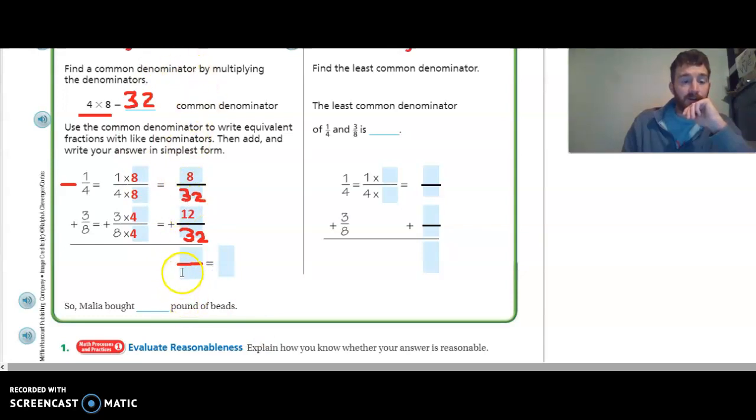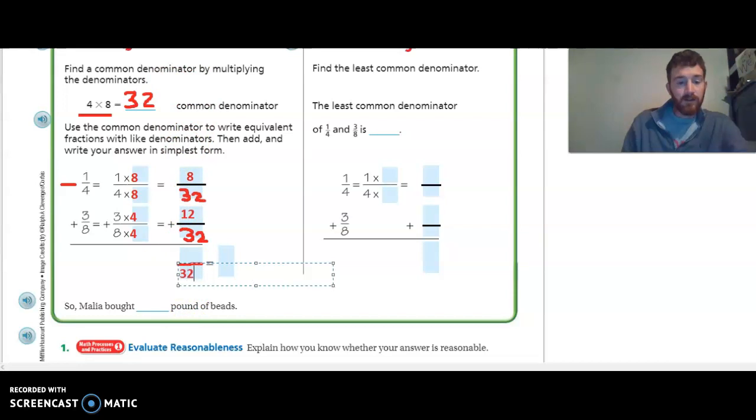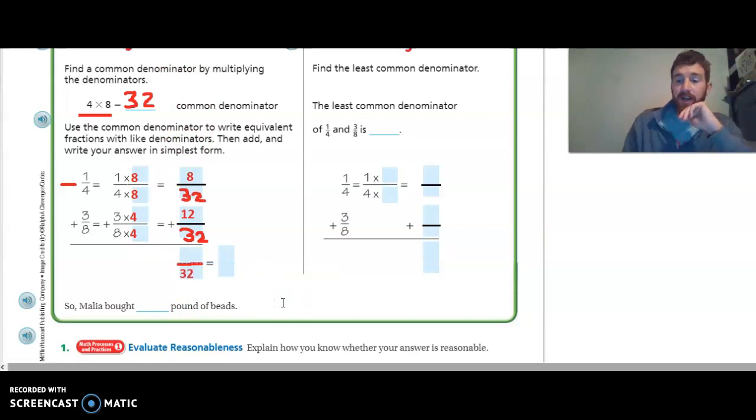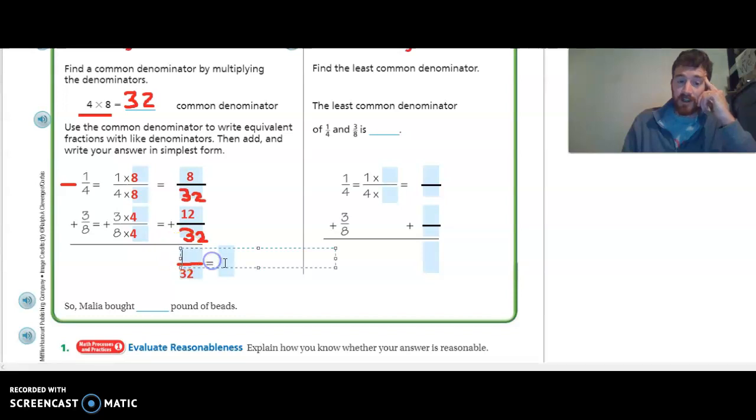Okay, so we're going to keep our 32. Again, we don't add that denominator. Now that we have fractions with denominator 32, we're going to keep that the same and then add the numerators. So now 8 plus 12, we just got to think, okay, simple basic fact. 8 plus 12, of course, makes 20.